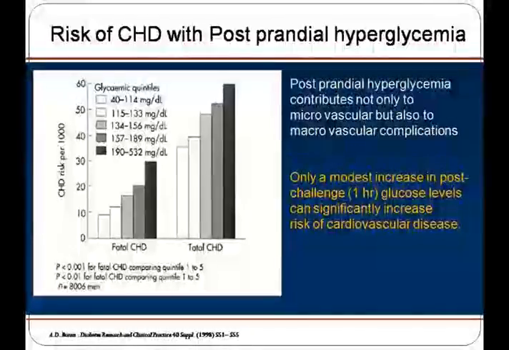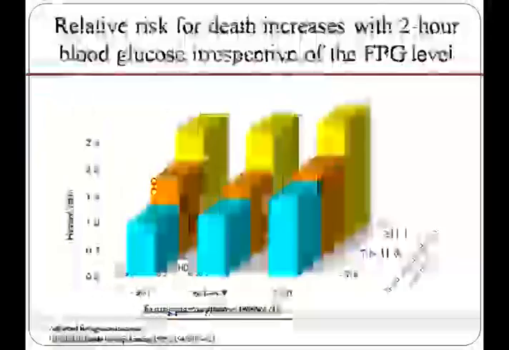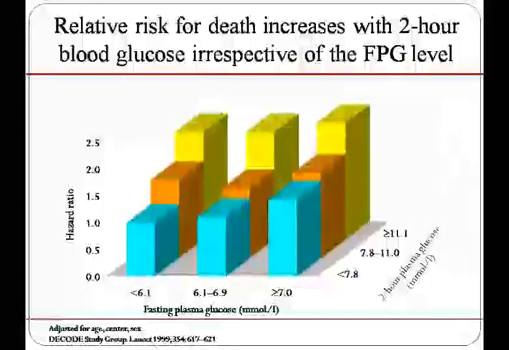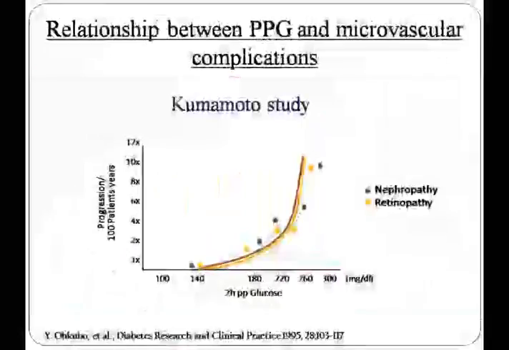The earlier Monnier paper showed that if the A1C is less than 7.9, that is where postprandial becomes important. We know enough Indian and Asian data showing that even to get A1Cs below 8.5, unless you start tackling the postprandial hyperglycemia, you will not be able to achieve these targets. Relative risk for death increases with 2-hour blood glucose irrespective of fasting. So even if your fasting is good, but your postprandial continues to be on the higher side, it is increasing your risk of complications. The Kumamoto study again showed a similar relationship between PPG and microvascular complications.